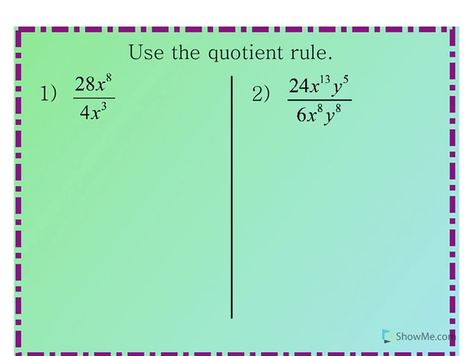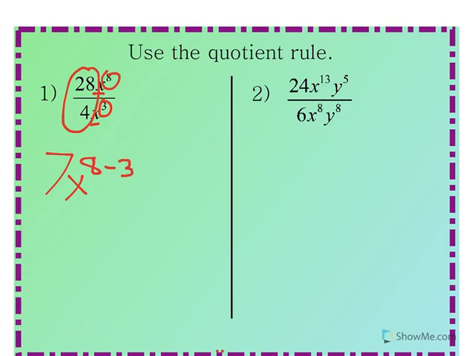Look at example 1. I'm hoping that you see the first thing you're going to do is simplify your coefficients. 28 divided by 4 is 7. If I look at x to the 8th over x to the 3rd, they are the same base. So I'm going to take their exponents, and am I going to add or subtract them?